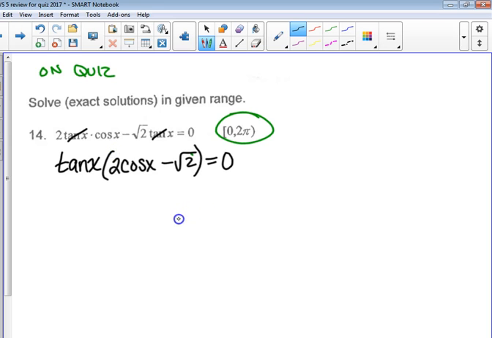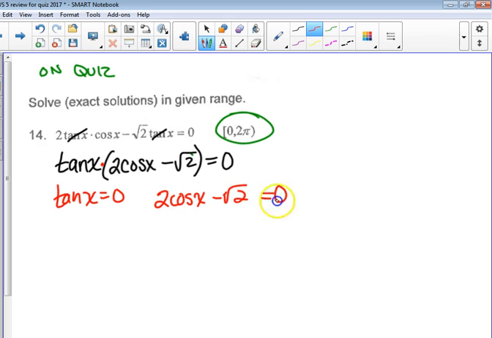Now, we don't really need to do any crazy squaring or anything because we have 2 things that multiply to make 0. So either this one is 0 or this one is 0. Then what? I can look at this one in a second. What do I need to do? Some algebra over here, right? Add square root of 2 and divide by 2. Everybody okay? Do I need to show that or you got it? Okay.